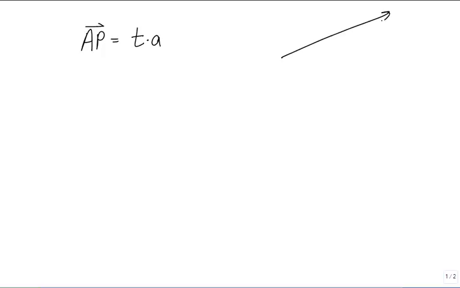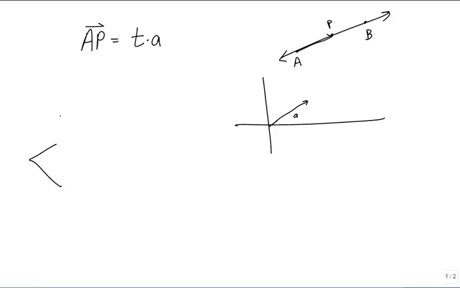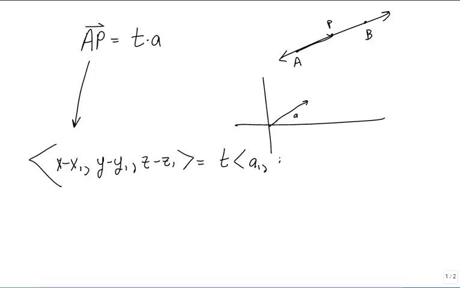Okay, remember our line here is A, B, and P is the point on the line, so AP and a, the vector representation, which is down here, have to be parallel. They're in the same direction. So, AP, its vector representation is x minus x1, y minus y1, z minus z1, and a is a1, a2, a3, let's say. So we get, each component has to be equal.